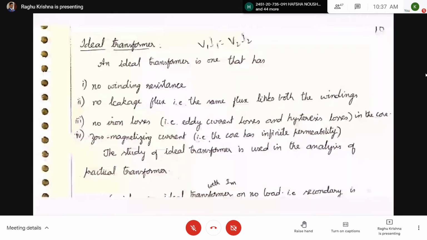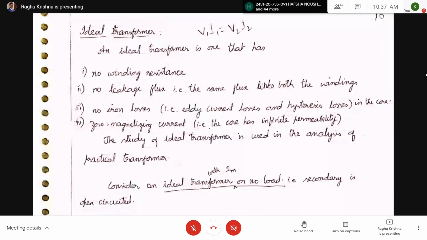So today I am going to explain about the ideal transformer. Here the phasor diagram of an ideal transformer will be very simple. So first we are going to study about the ideal transformer.